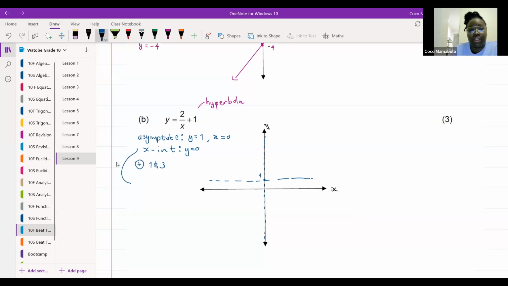Yeah, we've got like 30 seconds left here. Let's see if we can do this. Okay, 0 is equal to 2 over x plus 1. We're going to take 1 over to the other side. We'll get -1 is equal to 2 over x. And then I'm going to cross multiply. So I'll end up with -x is equal to 2. Therefore, x is equal to -2.